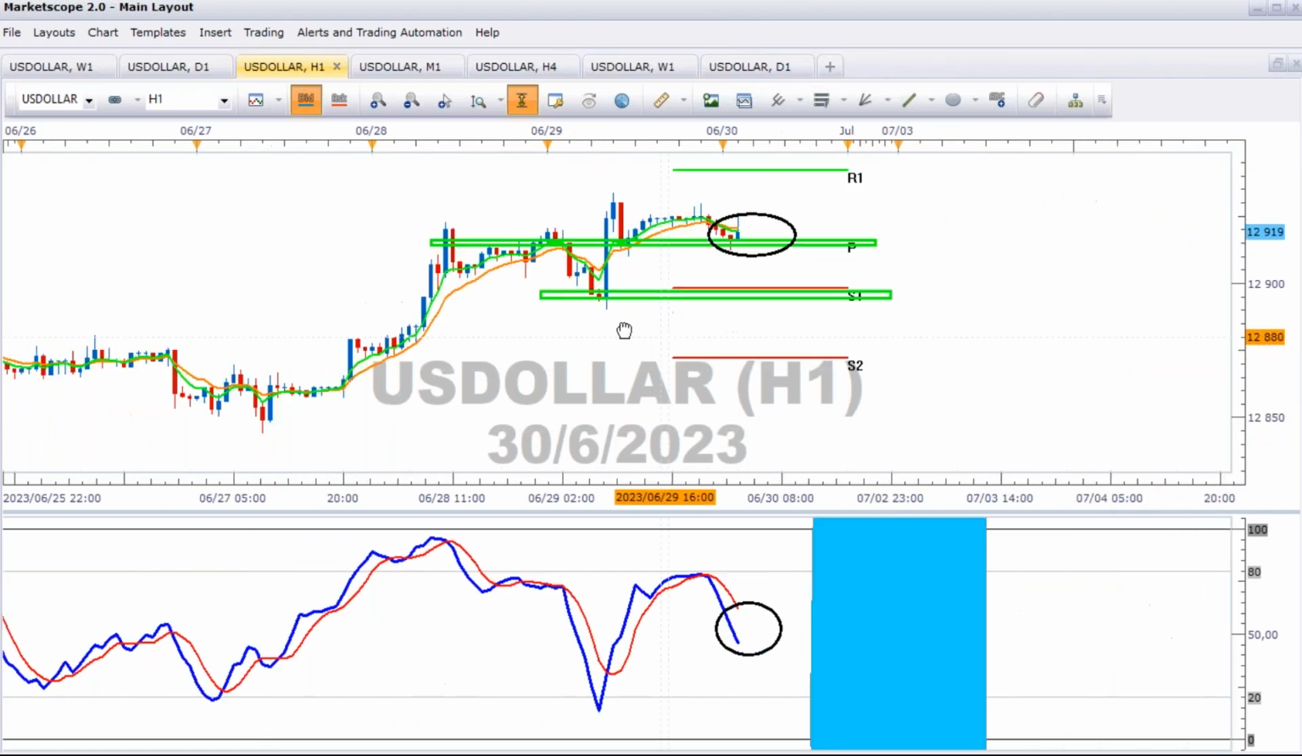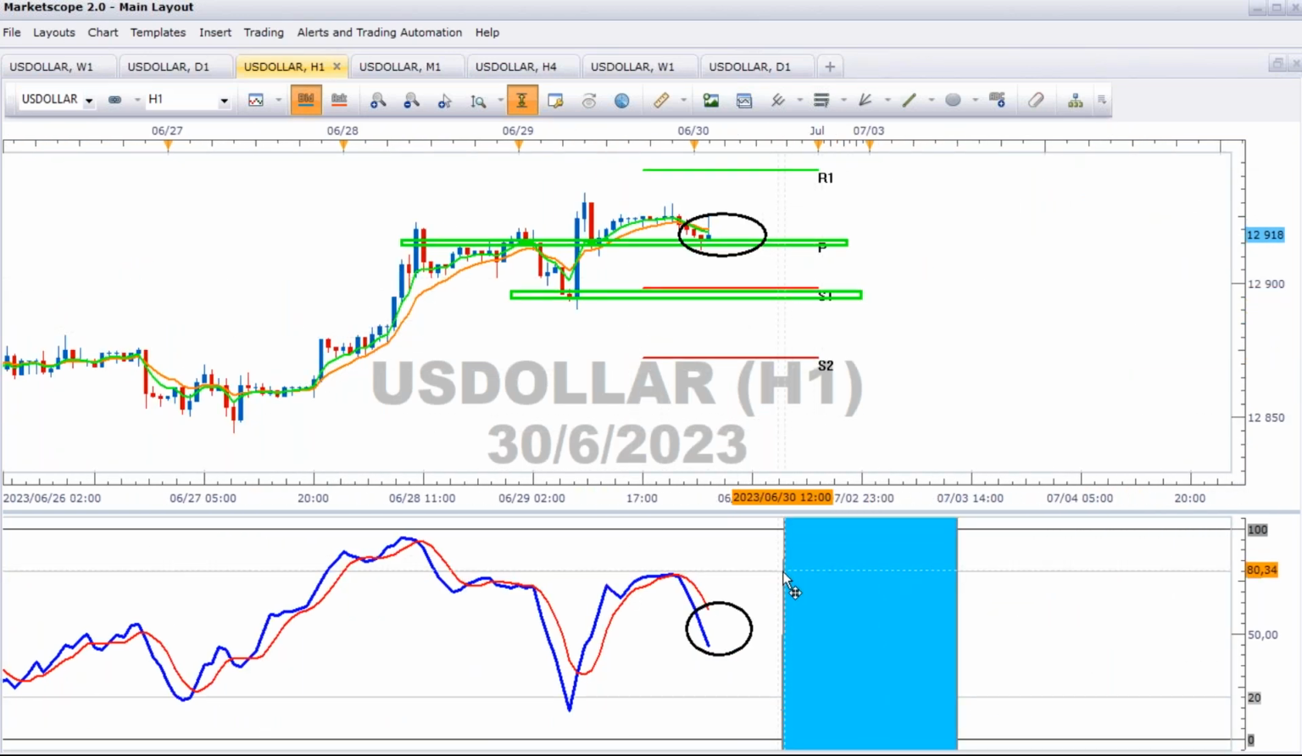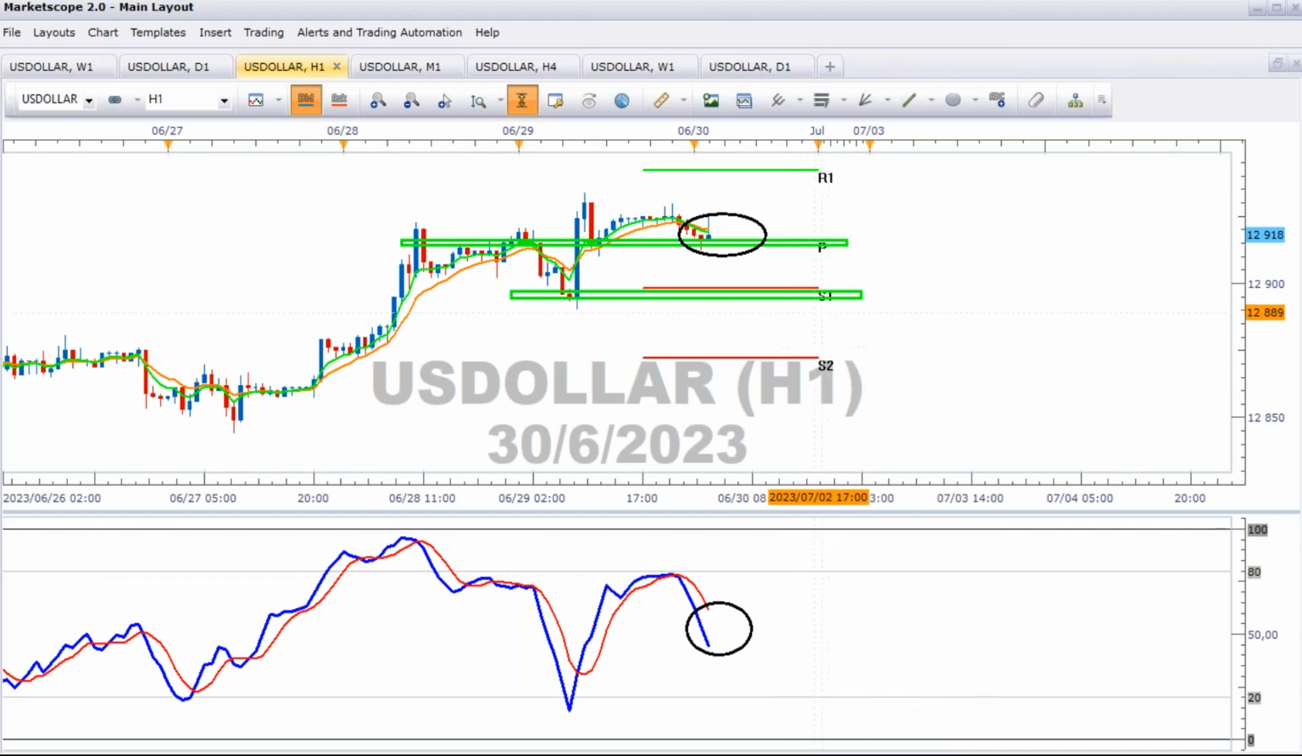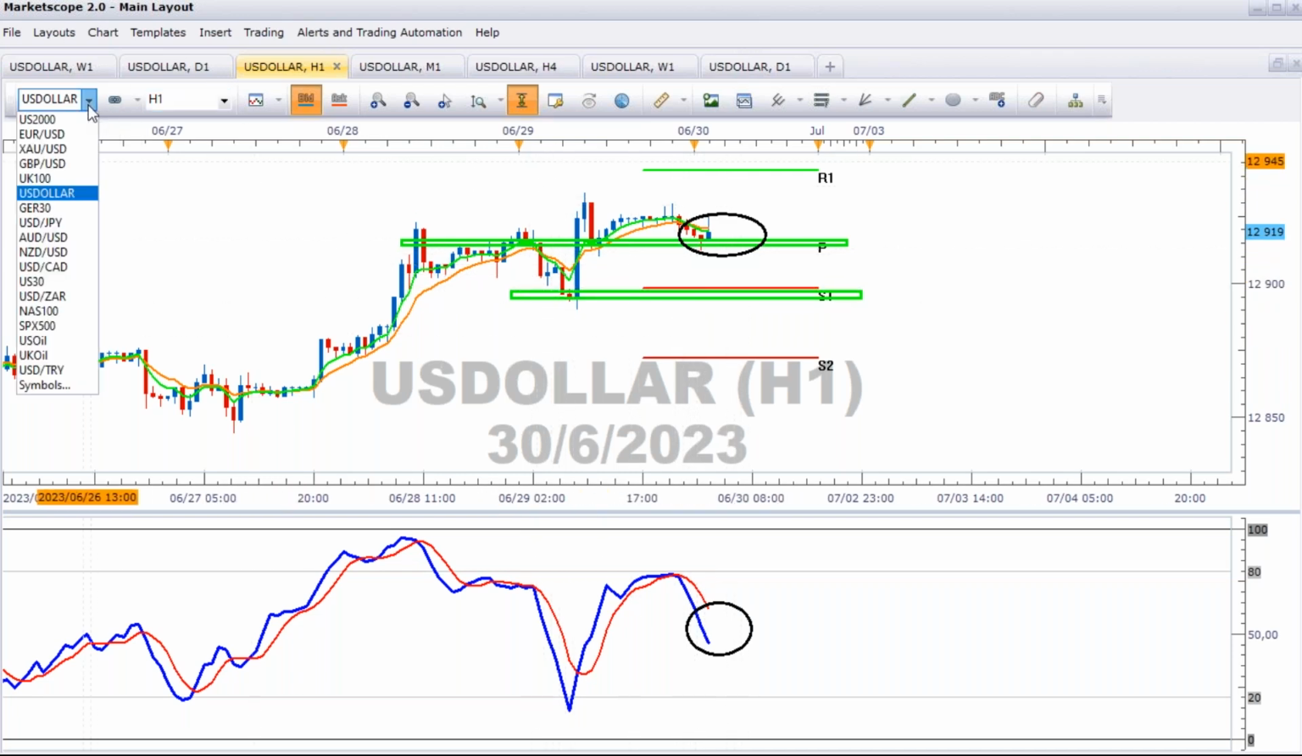All right, so just a reminder, take a look at that central pivot, take a look at that S1 pivot. That's where the block of support is. Okay, let's go to DAX, see what's happening on the DAX.